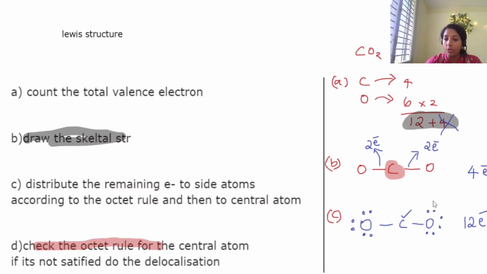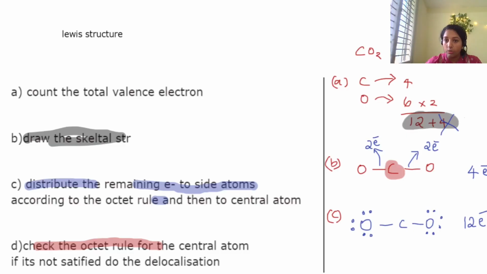If electrons are left over, you can add them to the central atom. Suppose our total counted electrons is 18 instead of 16. Then two electrons would be extra, and you can put them on the central atom. That's why the rule says: distribute the remaining electrons to the side atoms according to the octet rule, and then to the central atom. But here this is not possible, because we already assigned every electron. There are only 16 electrons, so the third rule is also over.